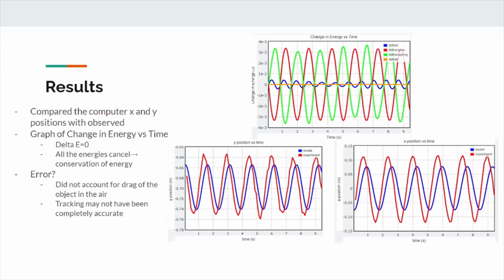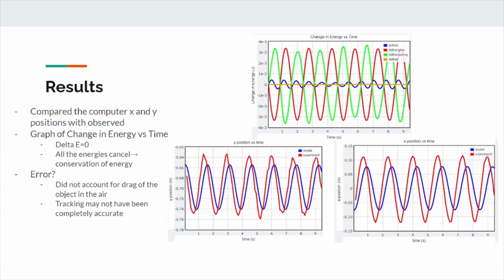The change in energy graph shows a delta E of 0, while delta U spring and delta U grav oscillate opposite to each other. The X and Y positions were compared to the data measured in Tracker. However, the graphs do not appear to line up exactly. The computer model instead ends up being a poor reflection of the observed motion.